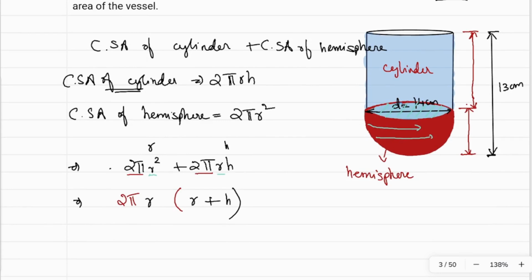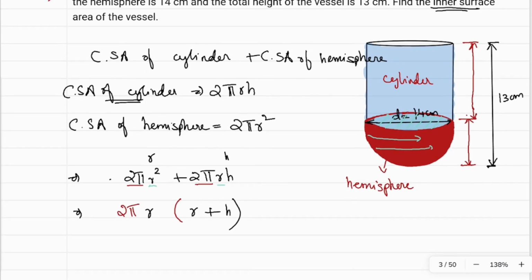Okay, now what all things are given? Now look here, I need to find the r. What is r here? D is given as 14 centimeter, right? So r equal to what? If d equal to 14 centimeter, then r equal to d by 2, which is 14 by 2, which is equal to 7 centimeter.